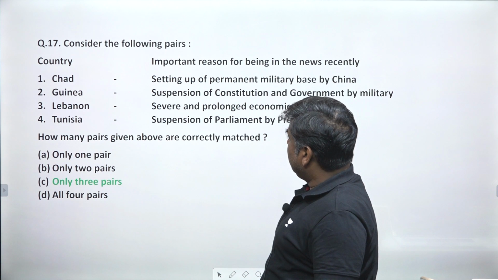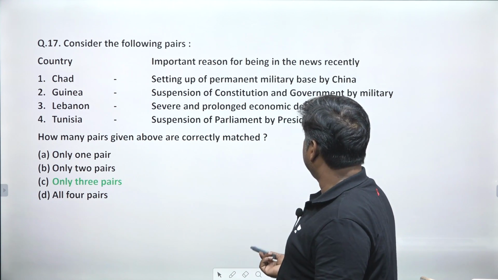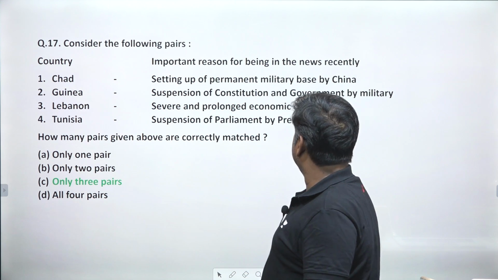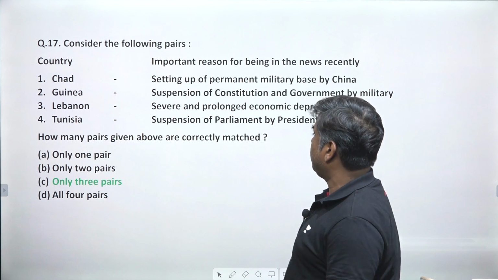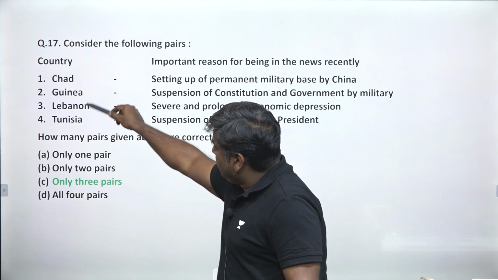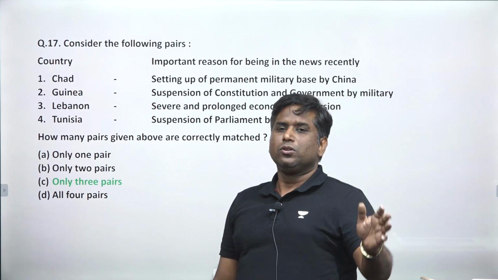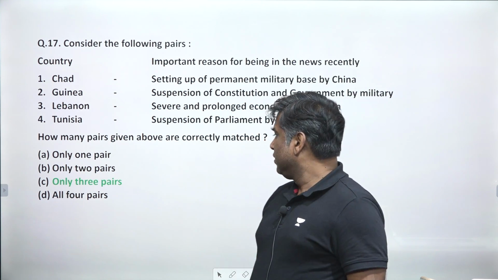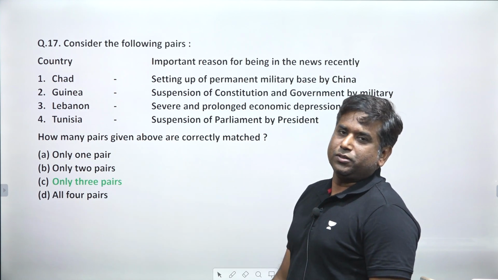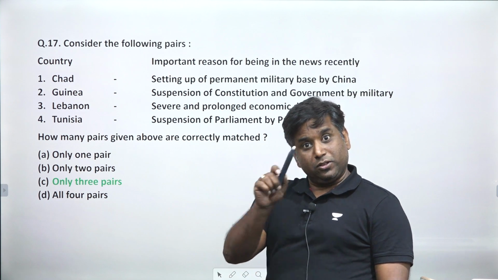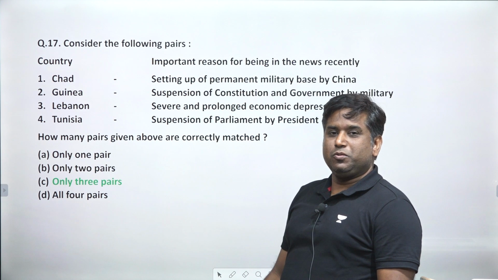Now, Guinea, suspension of constitution and government by military. Lebanon, severe and prolonged economic depression. True. Tunisia, suspension of parliament by president. So, actually these 3 pairs are purely current affairs based. Those who have gone through them might have marked it correct. Now, look at this: Tunisia, first place where the Arab Spring happened. This question has been asked by UPSC, and now this Arab Spring achievements has gone.